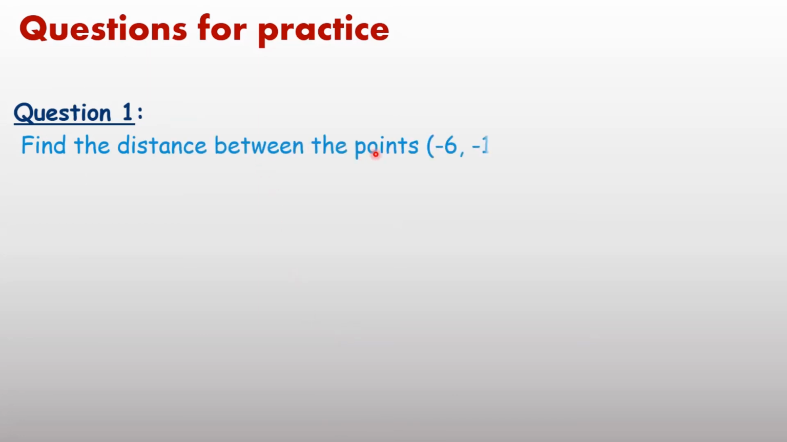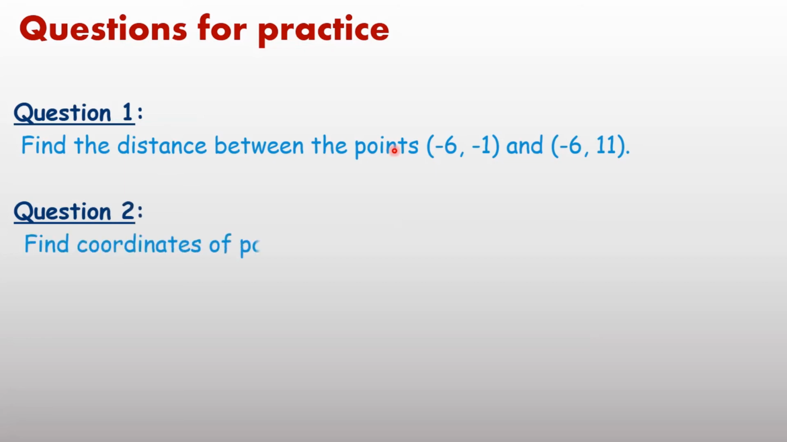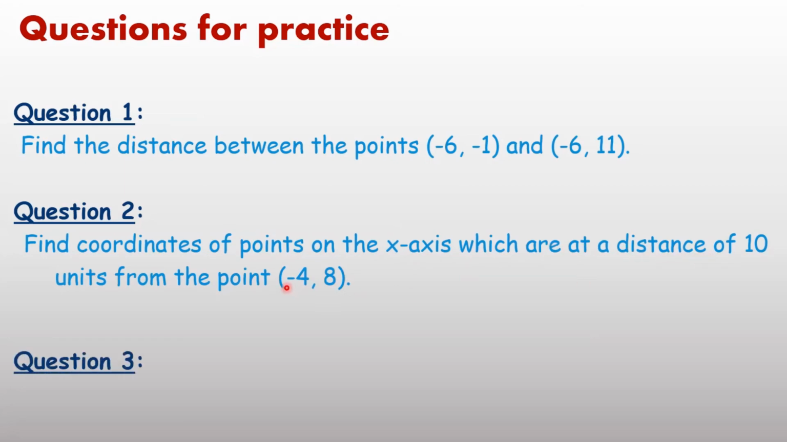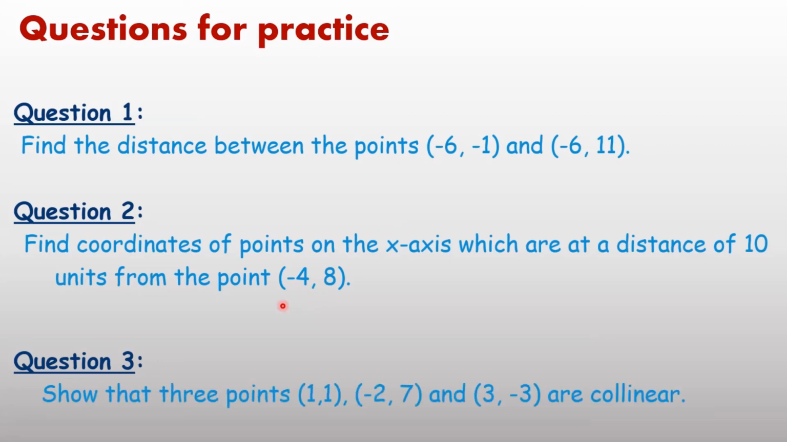Now some questions for practice. First question: coordinates of 2 points are given, you have to find the distance between them. In question number 2, you have to find the coordinates of the point on the x-axis which is at a distance of 10 units from the point (-4, 8). And in question number 3, coordinates of 3 points are given, you have to prove these 3 points are collinear. In this pattern, you have to solve these 3 questions and submit your answer.